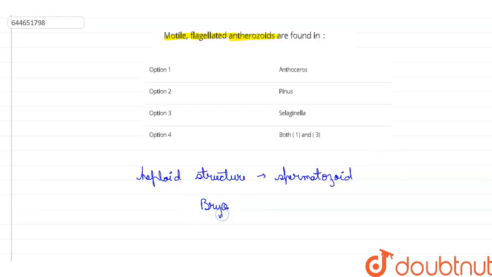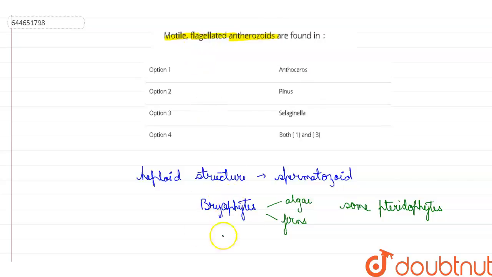Where is it found? It is found in the bryophytes. Now, these include algae and ferns, and they are also found in some of the pteridophytes as well. So this is about antherozoids, which are motile flagellated haploid structures found in the male gamete of the bryophytes.